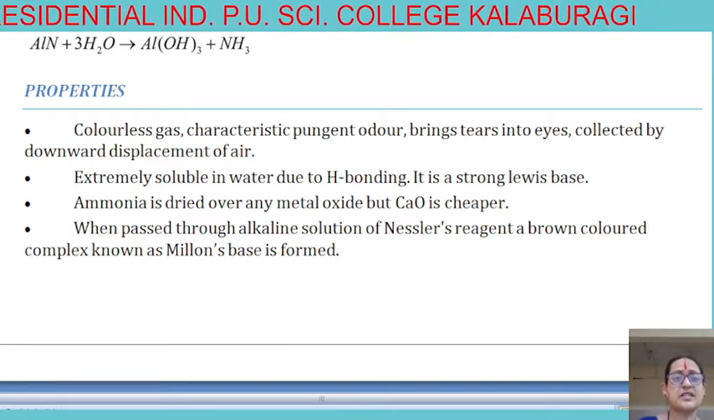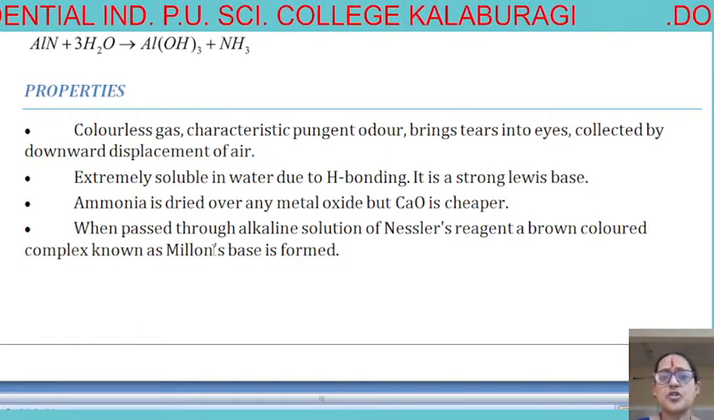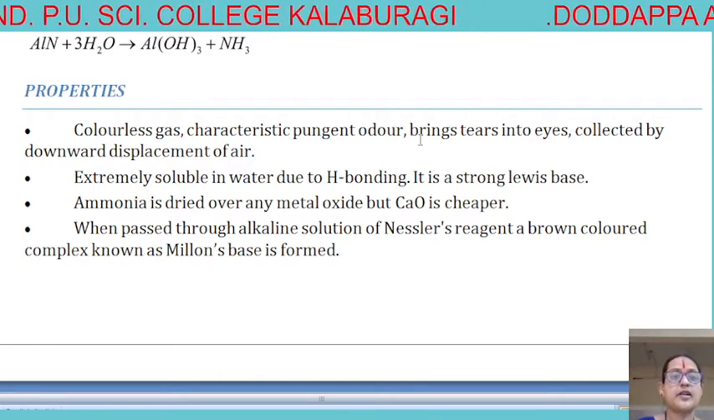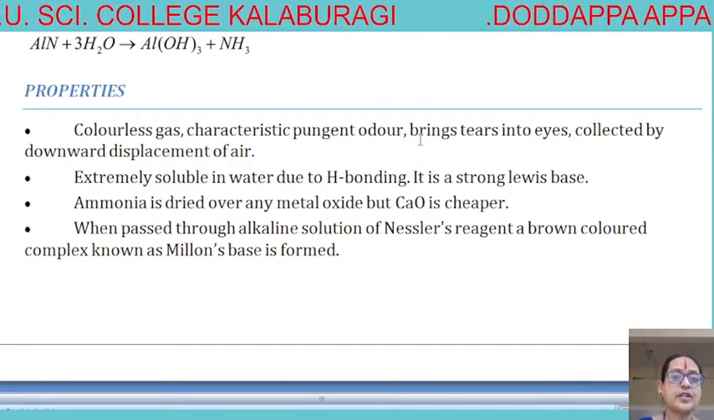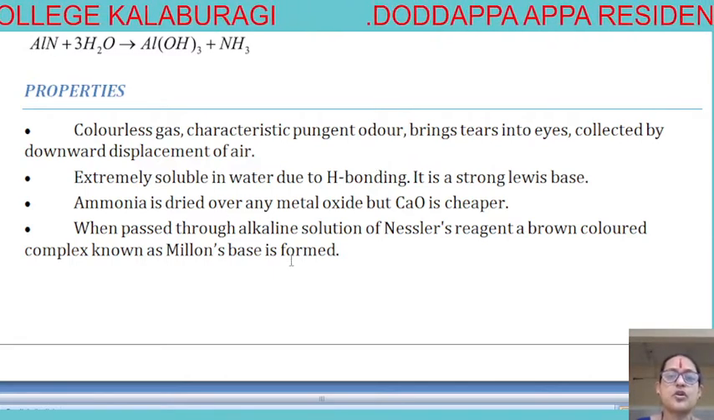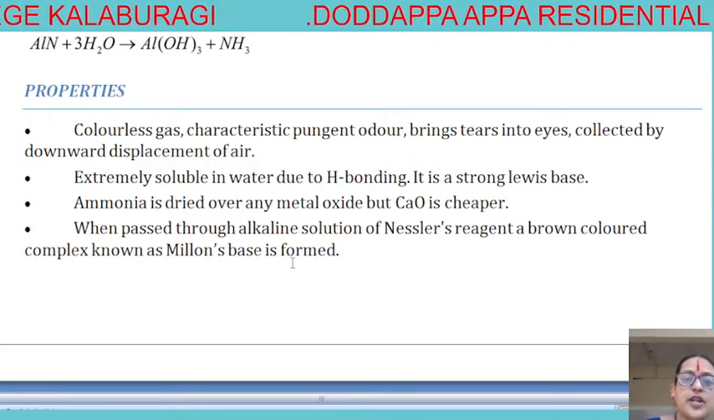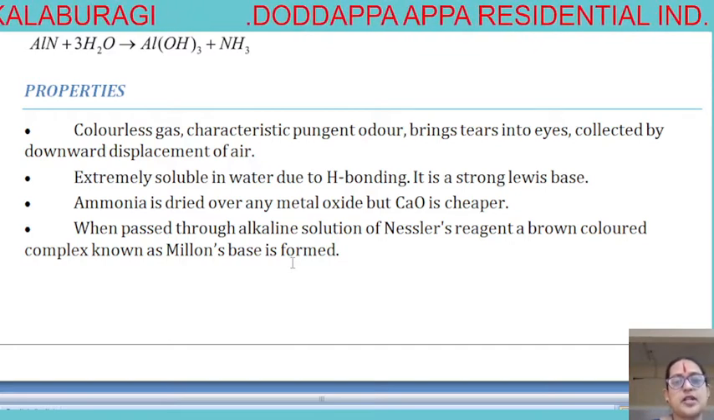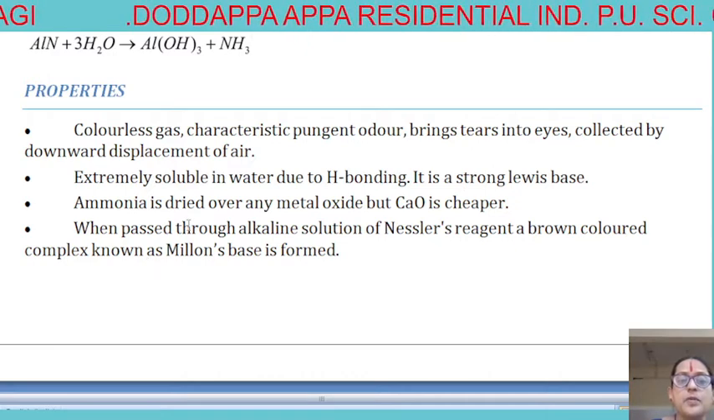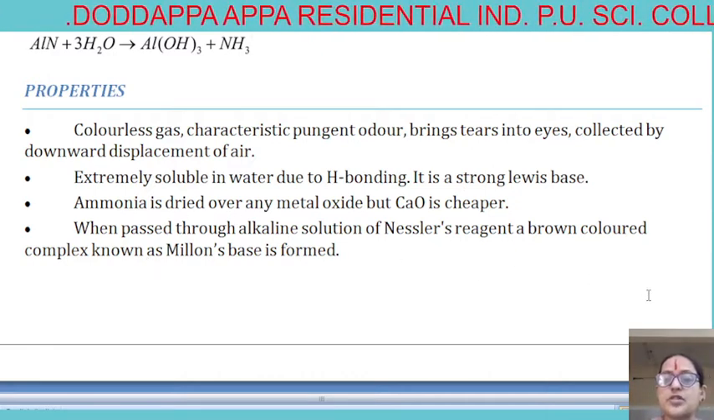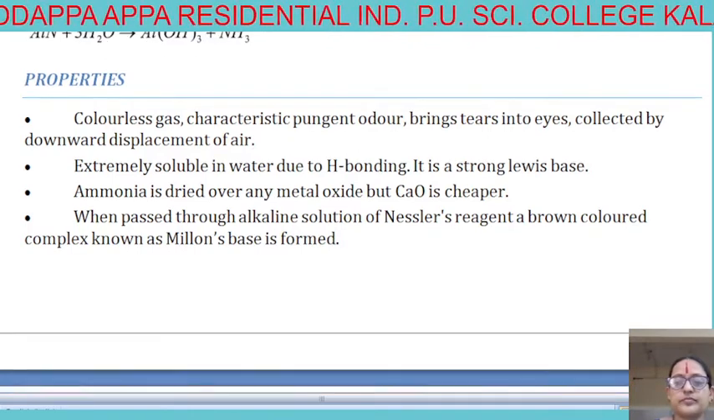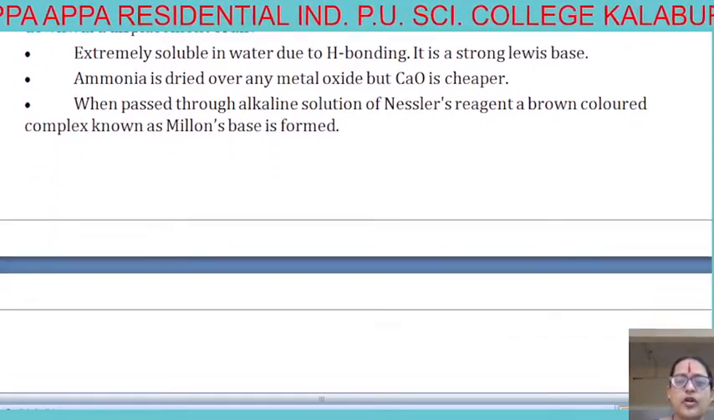Its properties: it is a colorless gas, its pungent odor brings tears to the eyes, and therefore it is collected by downward displacement of air. Extremely soluble in water due to hydrogen bonding. It is a Lewis base. Ammonia is dried over a metal oxide, but calcium oxide is cheaper and is largely used. When passed through alkaline solution of Nessler's reagent, a brown colored complex known as Millon's base is formed. So these were all the properties of ammonia.